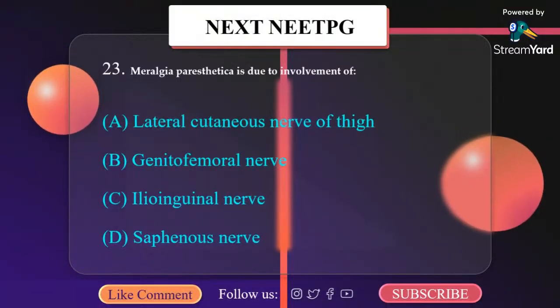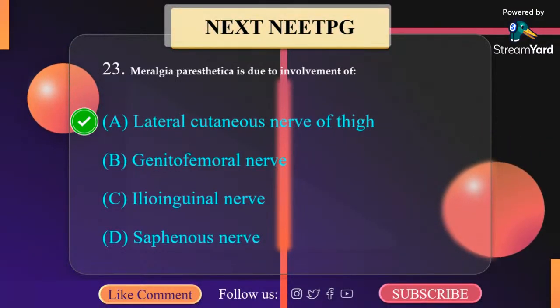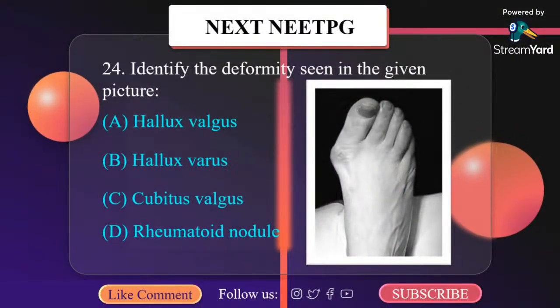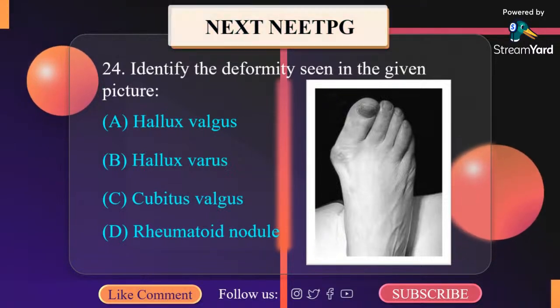Meralgia paresthetica is due to involvement of the lateral cutaneous nerve of the thigh. Identify the deformity given in the picture: hallux valgus, hallux varus, cubitus valgus, rheumatoid nodule. It is hallux valgus.